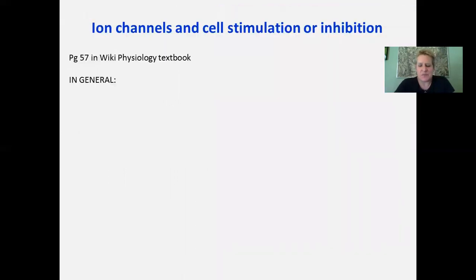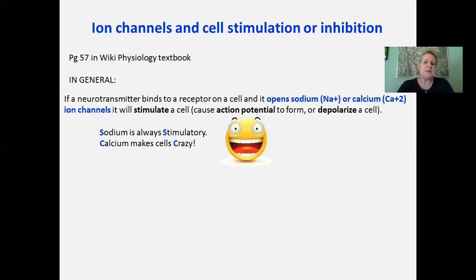Okay, recap, all in one little screen here. In general, if a neurotransmitter binds to a receptor on a muscle cell or gland and opens up sodium channels or calcium channels, remember, sodium makes cells stimulated and calcium makes cells crazy. They're going to be stimulated.